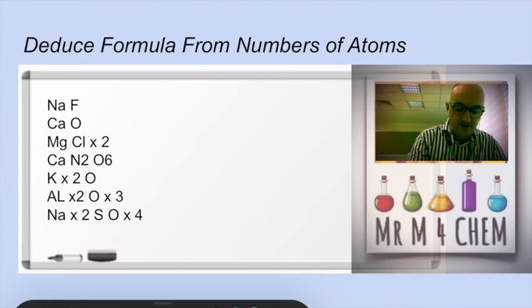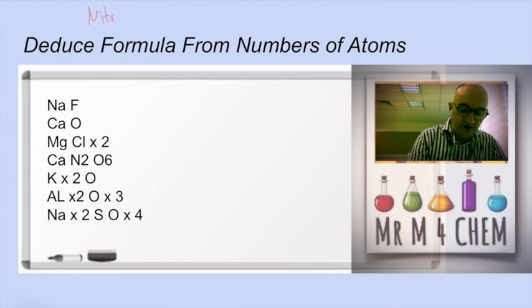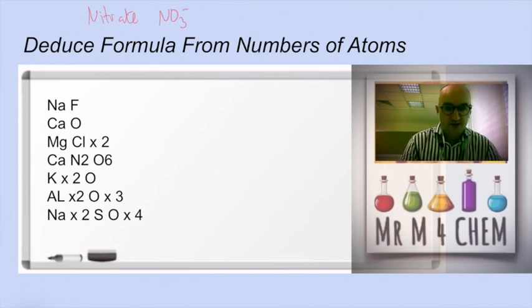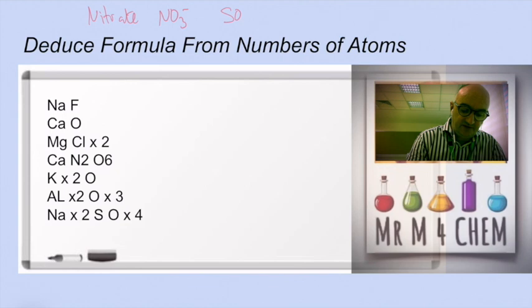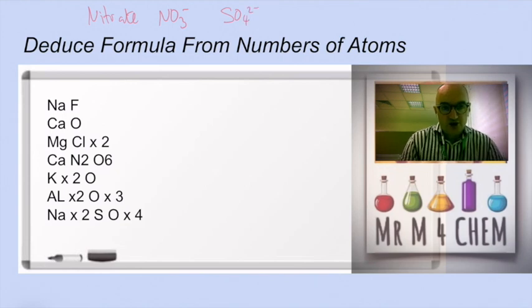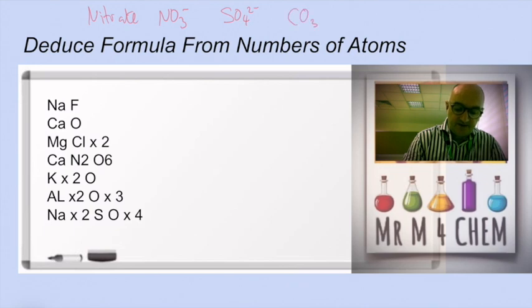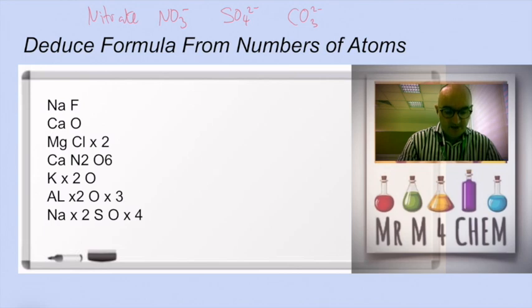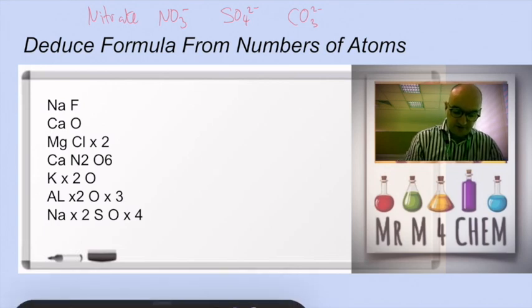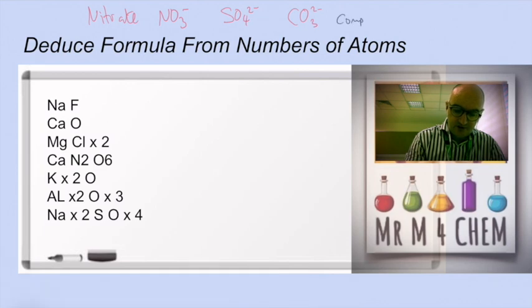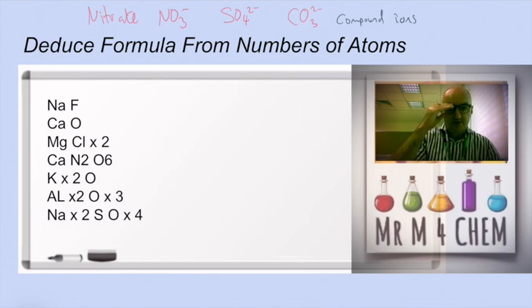Now, what do you need to know for GCSE? You need to know that nitrate is NO3 with a charge of 1-. You need to know that sulfate is SO4 with a charge of 2-. You need to know that carbonate is CO3 with a charge of 2-. Those are the compound ions that you need to know. A compound ion is just more than one atom, chemically bonded together, forming a group which will bond with a metal.